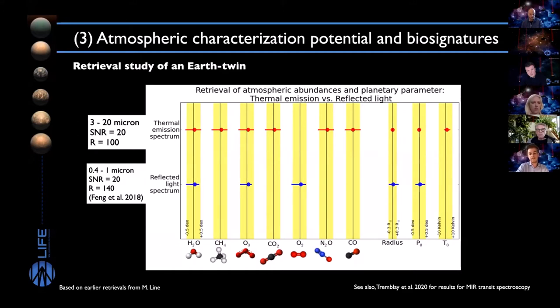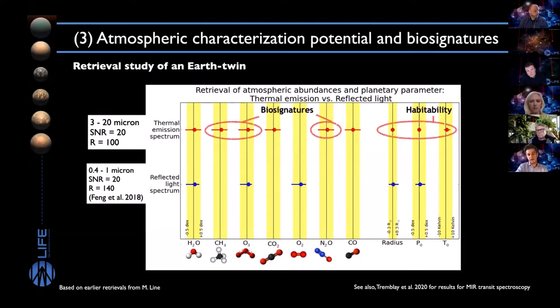And also a relatively high spectral resolution. They investigated the reflected light and did a similar analysis as we did for the thermal emission. And you can see here the results overplotted. So the blue points now indicate how well the different abundances for the molecules that were accessible in their spectra were retrieved, also the error bars. And you can also see the radius and the pressure.